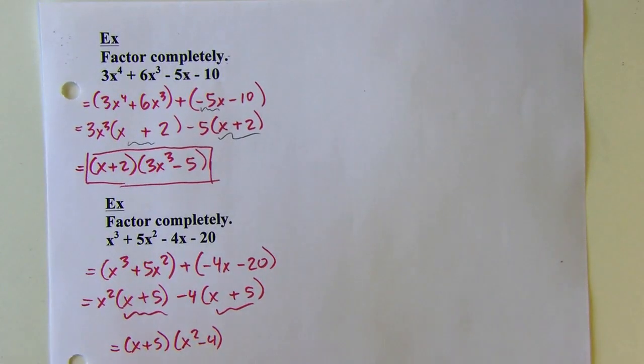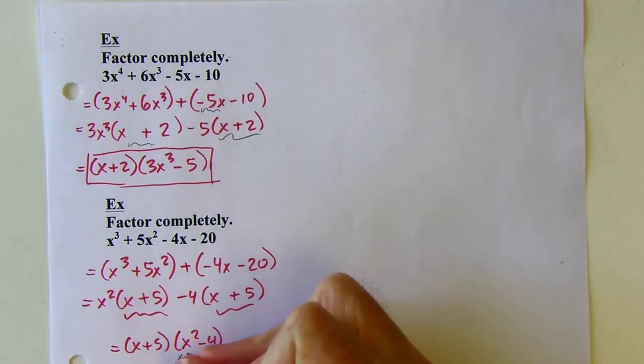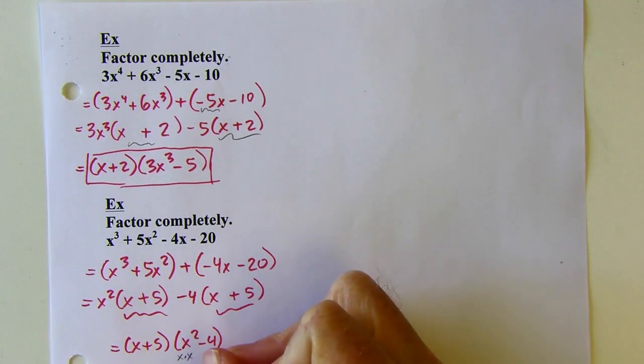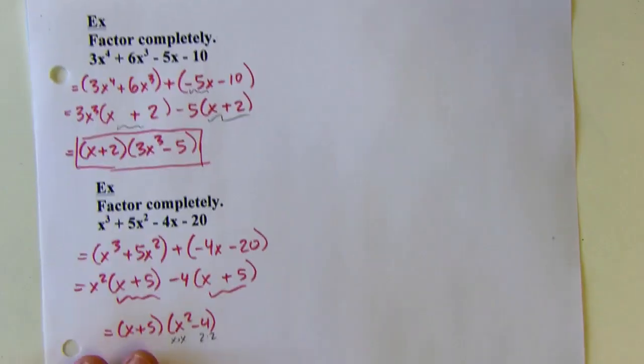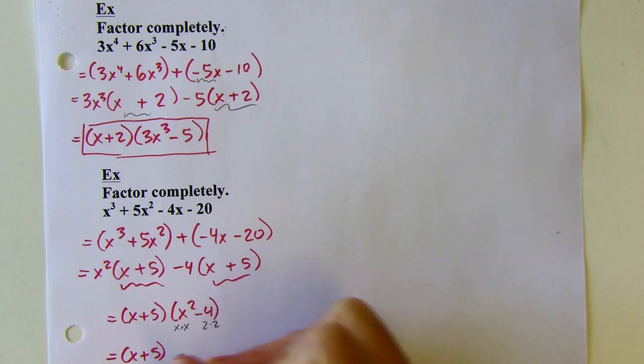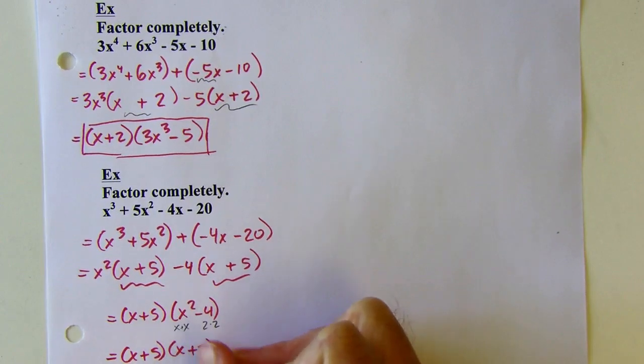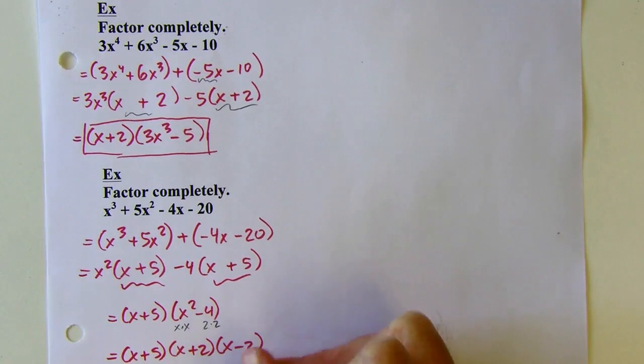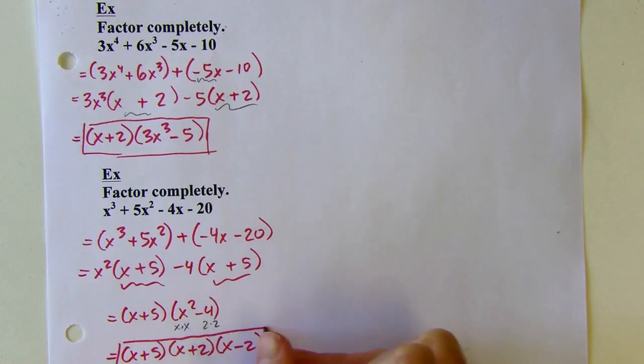I've got a difference of squares here, right? So be on the lookout for that. Got 2 perfect squares and they're subtracted, so it's a difference. So this isn't completely factored until we take care of that difference of squares.